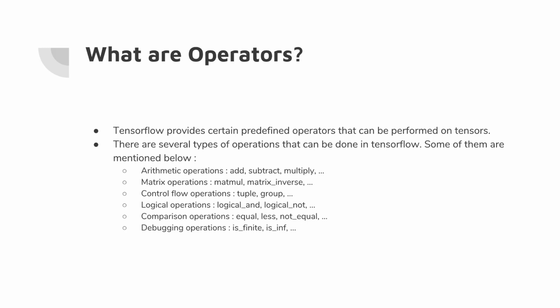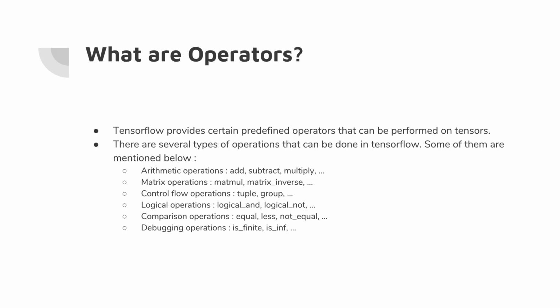If we talk about numbers, we have operators, right? Addition, subtraction, multiplication, division, modulus and so on. Those operators are on numbers. But since here we are talking about tensors, we need operators that can take tensors as parameters and evaluate some result depending on the operator that is used. So there are several types of operations that can be done in TensorFlow.